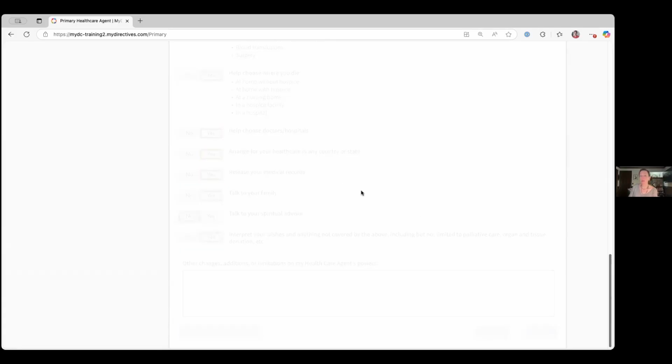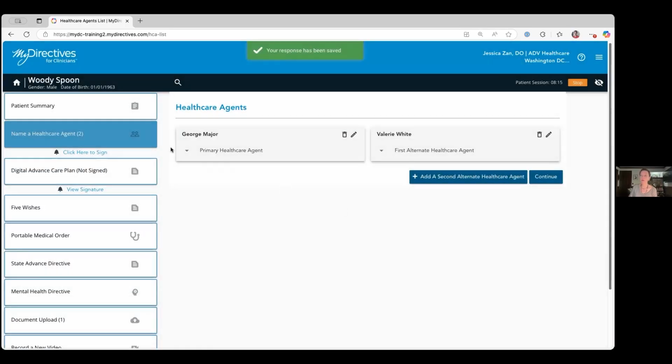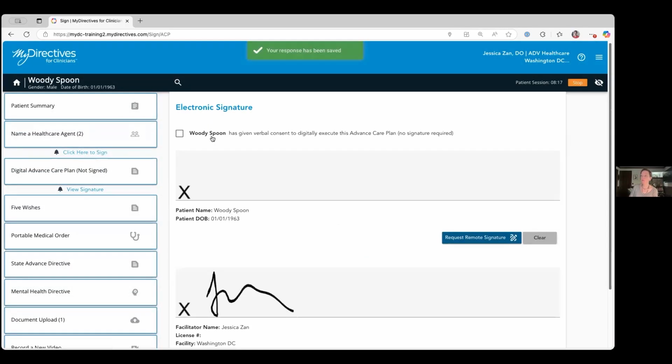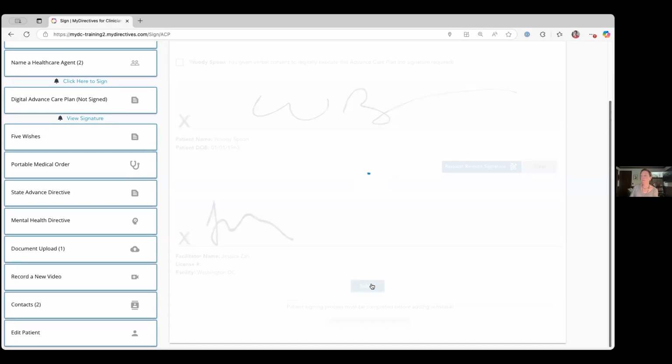We'll get a little sign here that says you've made a change to the powers that your power of attorney has. So we're going to have a new opportunity to sign. And when it comes to advanced care plans, we have a third option for signatures. Woody can give verbal consent to digitally execute that ACP. So if he's unable for one reason or another to physically sign, we can select that. We have request for remote signature, or Woody can do the same thing over here. I'll submit that.